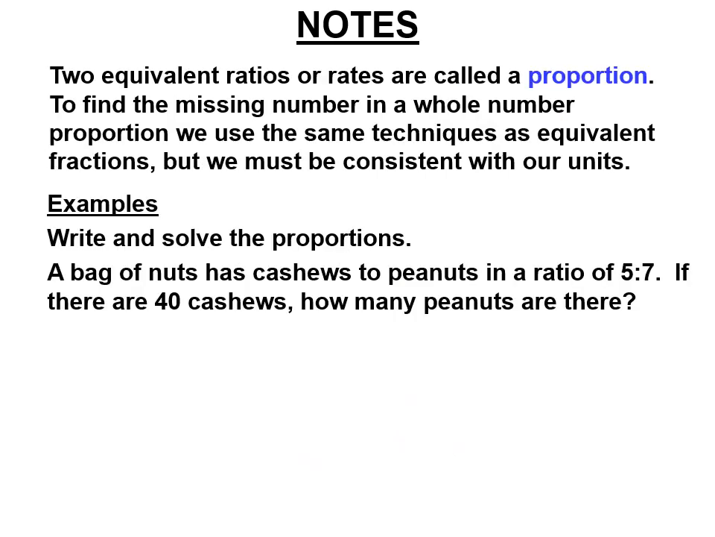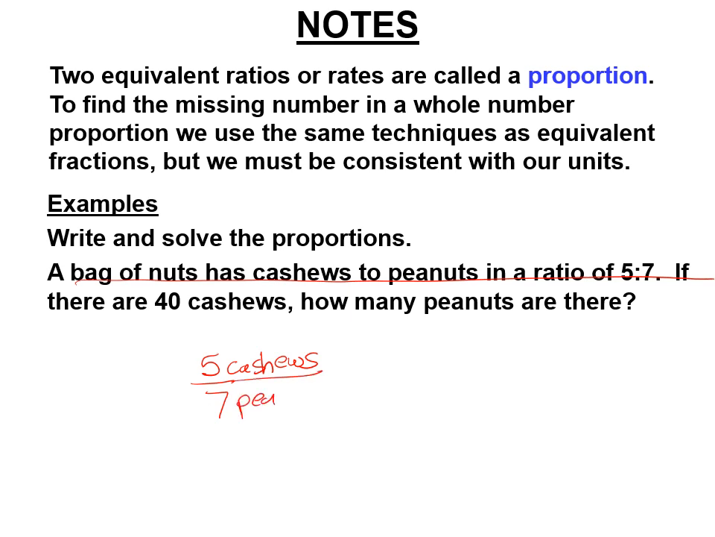So when you have two equivalent ratios, we've been having two equivalent fractions and calling them equivalent fractions. Now we're going to have two equivalent ratios or rates, and we're going to call that a proportion. The math is really what we've been doing. So let's see that. But you need words. A bag of nuts has cashews to peanuts in a ratio of 5 to 7. So 5 to 7 we're going to write like that, but we're not allowed to just write that. We have to identify everything. Now you can abbreviate, but cashews is not that long a word. So this is 5 cashews for 7 peanuts.